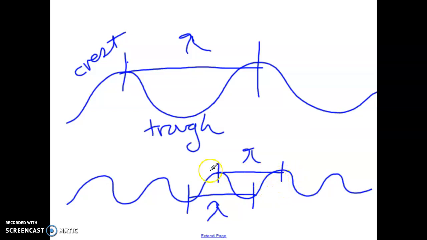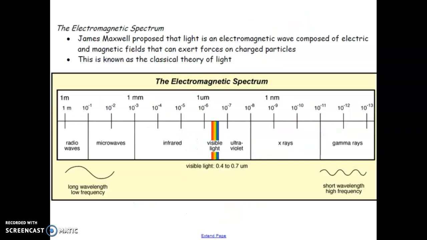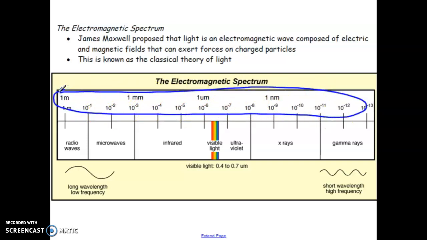How long this distance is tells us about the type of energy it is. The longer the wavelength, the lower the energy. The smaller the wavelength, the higher, or stronger, the energy. Let's go back here for a second. Here are measurements of distance. One meter is a very big distance for a wavelength, and over here we have tiny, getting smaller and smaller. These numbers are your wavelength numbers. As we go from left to right, the wavelength is getting smaller.